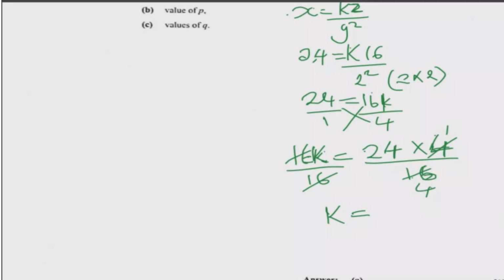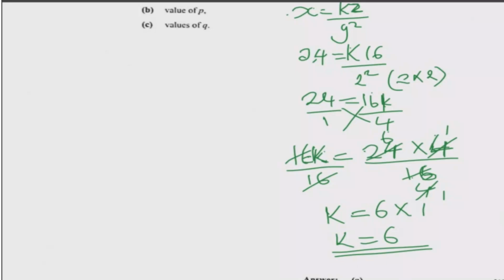Then, is there any number that can go into 24 and 4? Yes, 4 itself. 4 into 4 is 1, and 4 into 24 goes 6 times. Then we have times 1 where there was 4. So k is equal to 6 times 1, which gives us 6, and this is the constant, or the value of k.